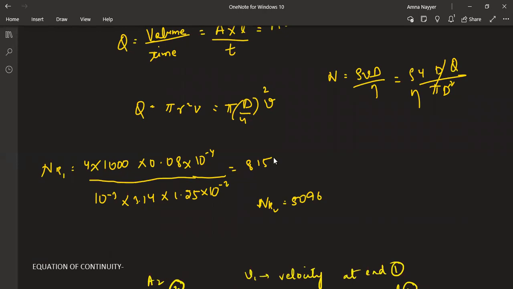Now see, NR1 is lesser than 1000. Lesser than 1000. So this flow becomes streamline. And NR2 is more than 2000. This flow becomes turbulent. So this way you calculate Reynolds number and use the value of fluid flow that is given.